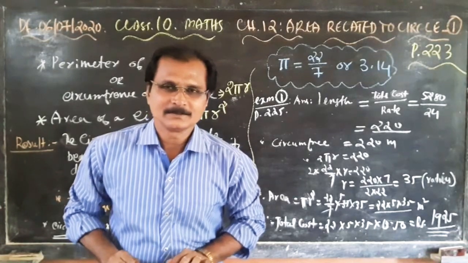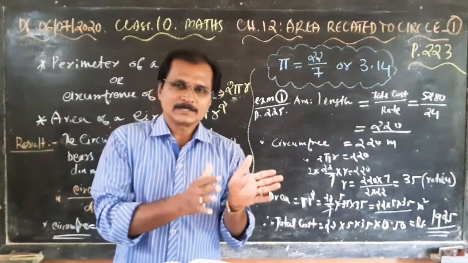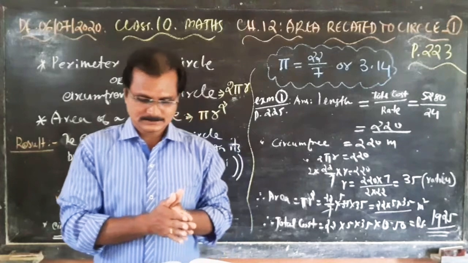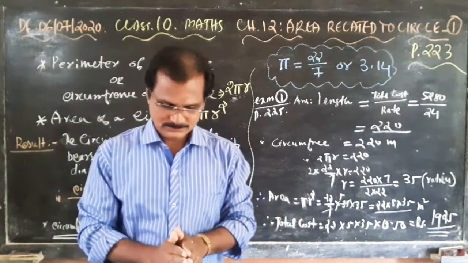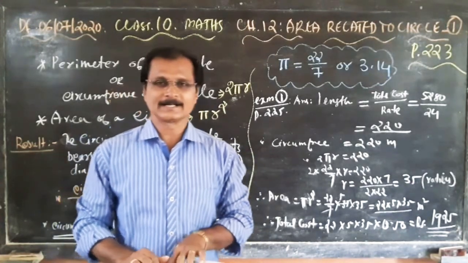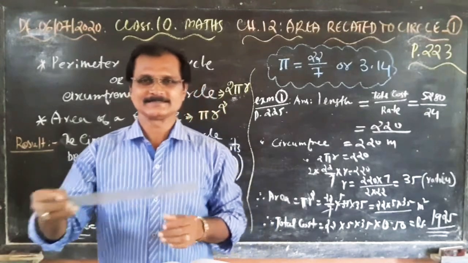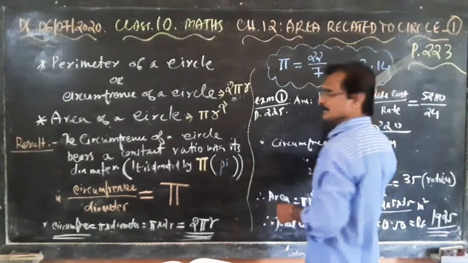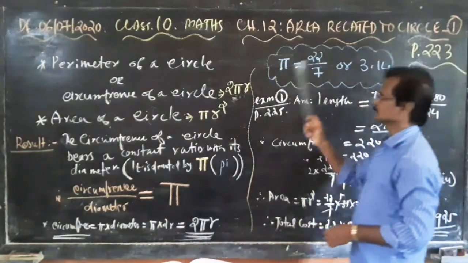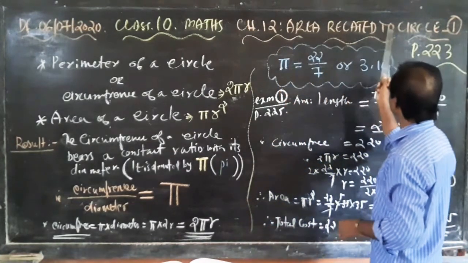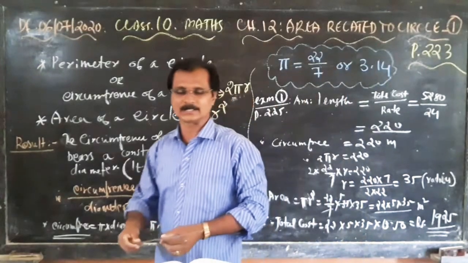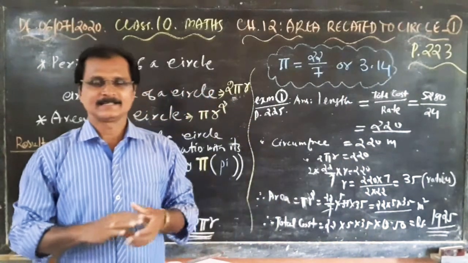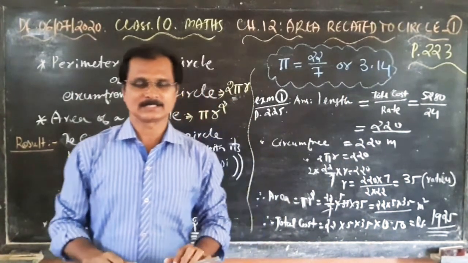Today, we are going to learn a new chapter, chapter 12, Area Related to Circles, page number 223. Page number 223, chapter 12, Area Related to a Circle.